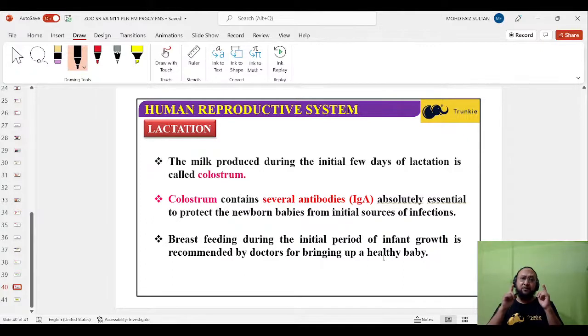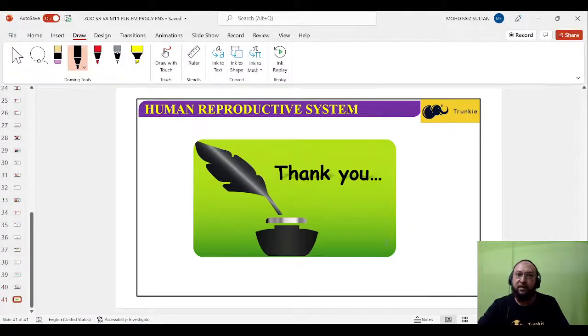From 0 to 6 months, it is very important that the mother should pay attention only to breastfeeding, no other things, not even water is recommended to give to infants, up to the age of 6 months. After 6 months we can give some other things also. So these are about lactation, and thank you for listening.